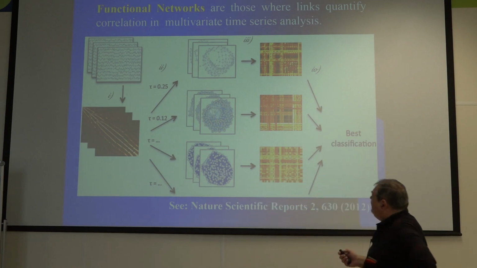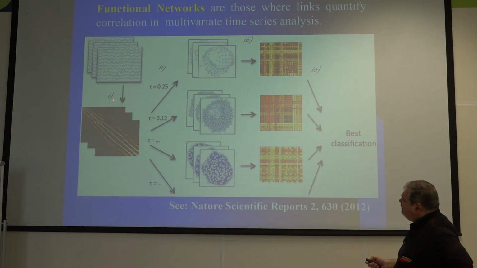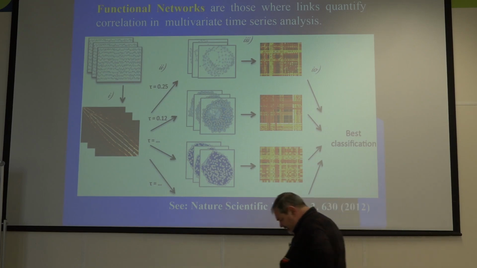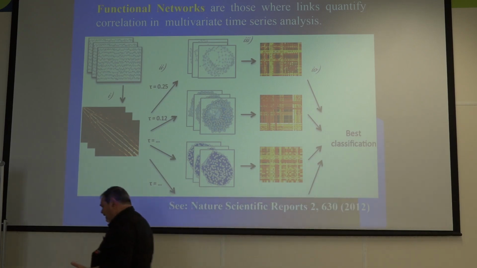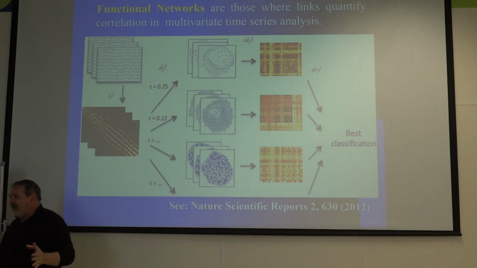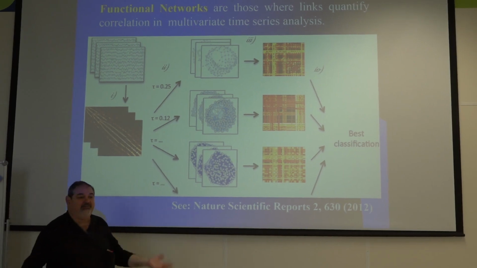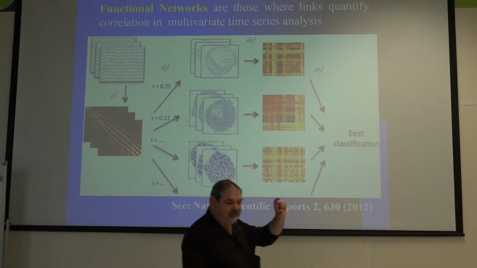And this works in two different steps. The first step is I fix a function. That's why I call it a functional network. I define a given function. It can be, for example, correlation. It can be the Pearson coefficient. It can be whatever function of two signals.